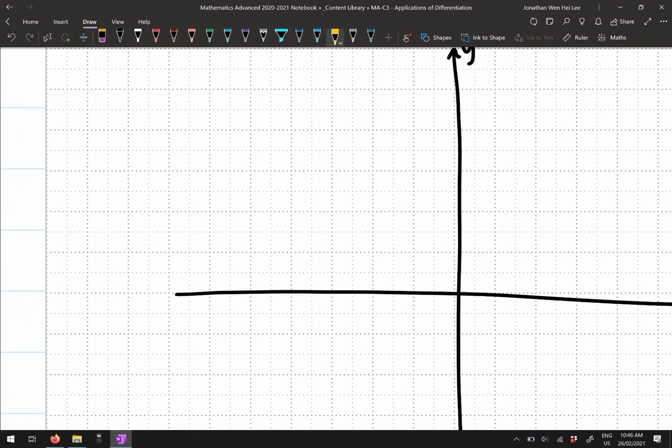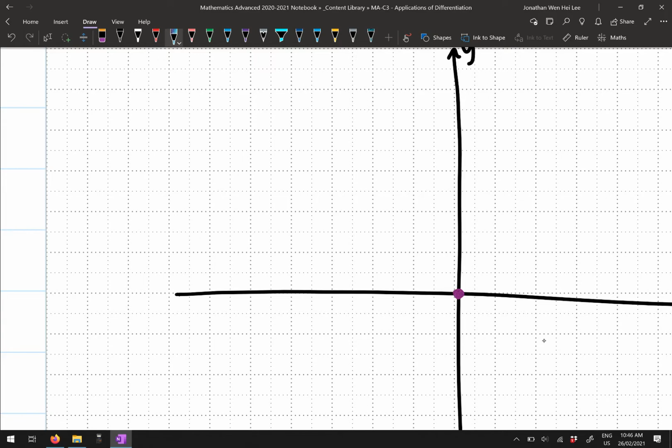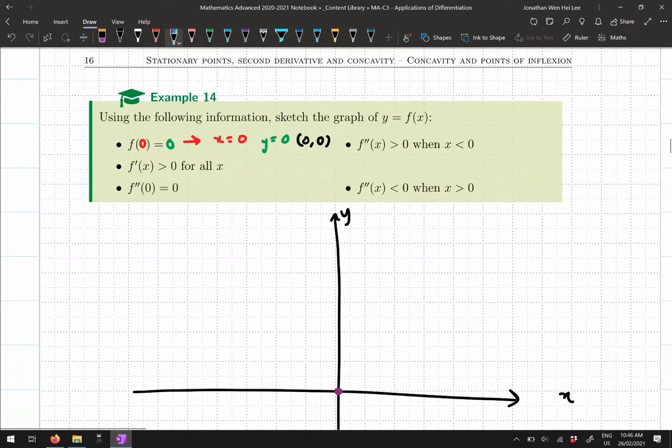I'm going to do my graph in. Would someone like to pick a color? Galaxy. Oh, Lord. We're doing this graph in Galaxy now. So I have a dot at my origin. Excellent. So that's the first dot point. I've ticked that off.